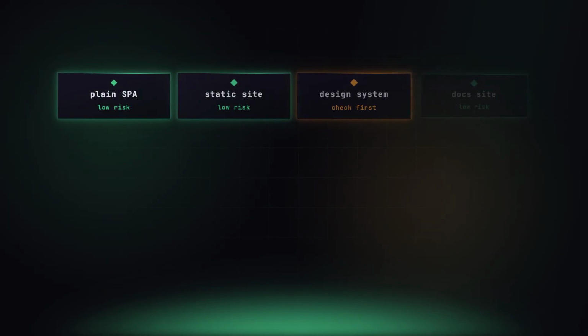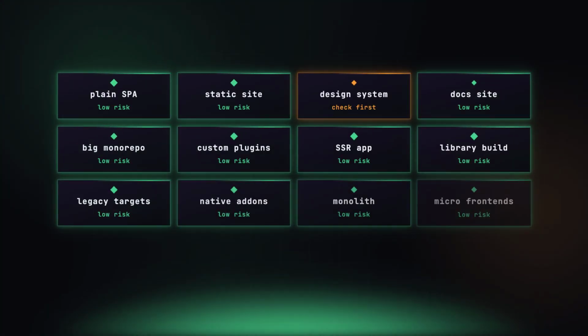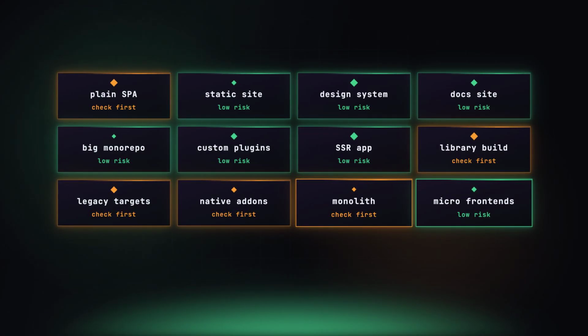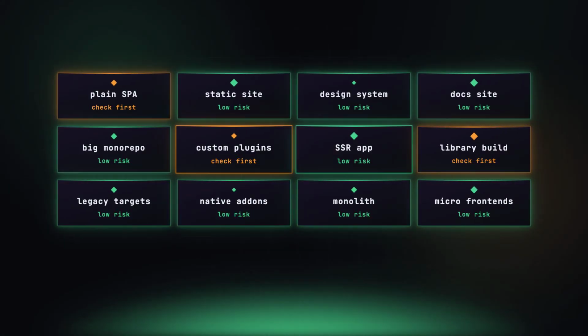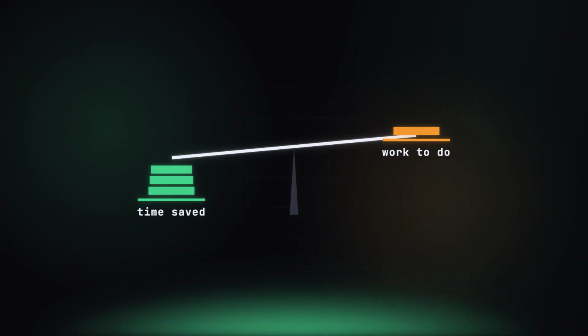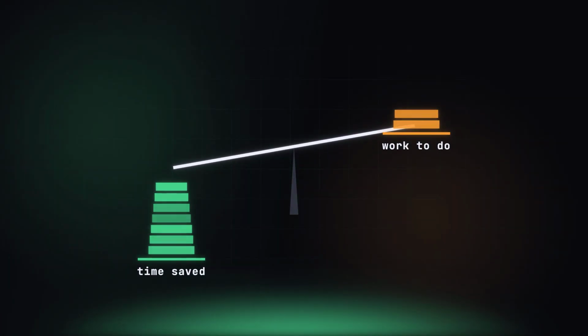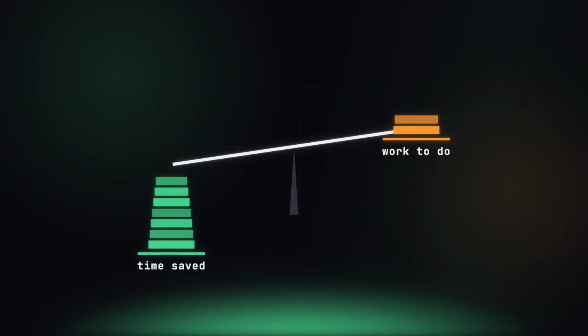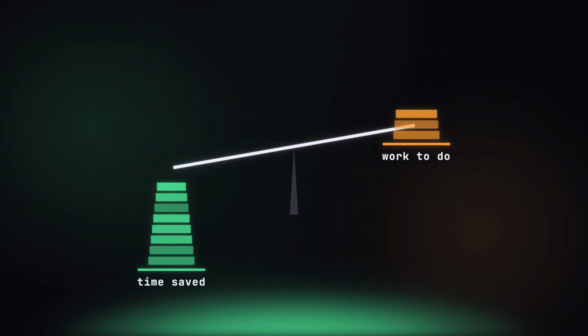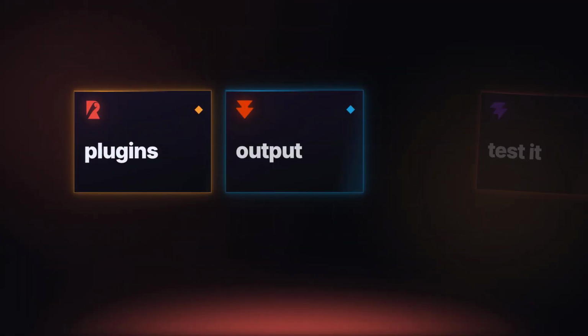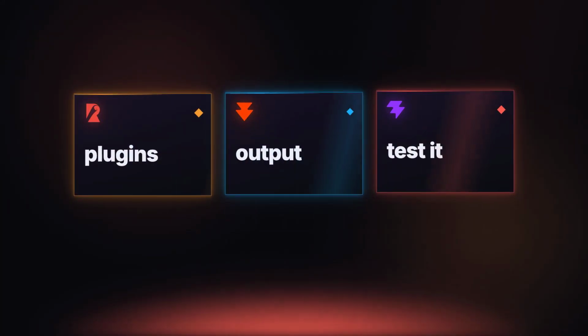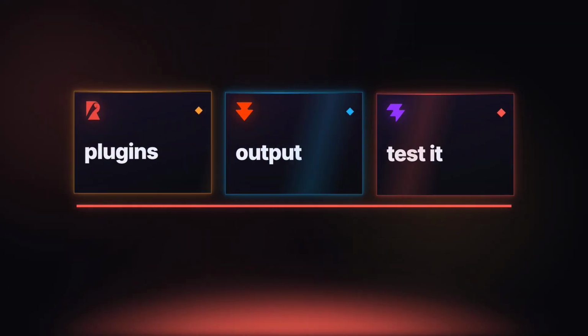A plain app is a low-risk upgrade. A build with custom plugins and hand-tuned chunking deserves an afternoon of care. So weigh it honestly. Minutes back on every build against an afternoon of checking. For most teams, that maths is easy. Plugins, output, and a real test of the built app. 3 things to check before you call it done.